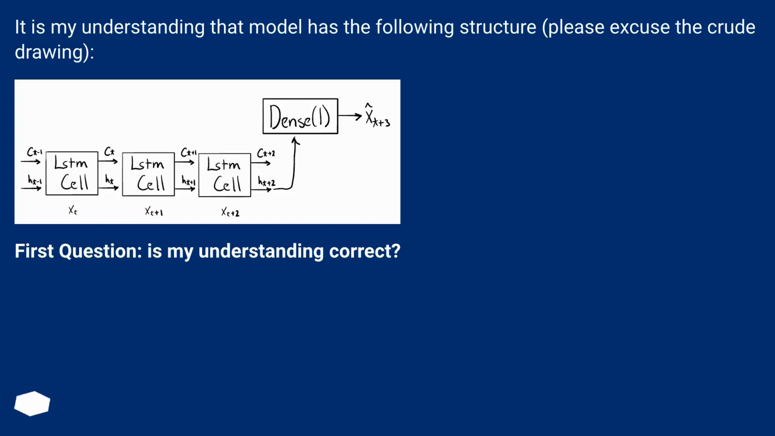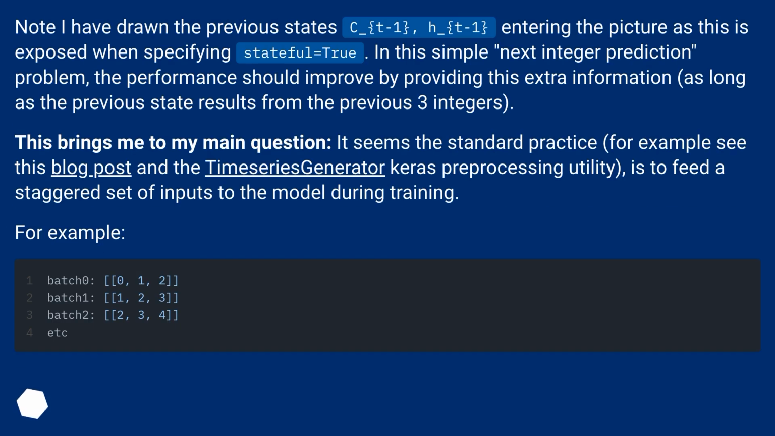It is my understanding that the model has the following structure. Please excuse the crude drawing. First question, is my understanding correct? Note I have drawn the previous states, C_T1, H_T1, entering the picture as this is exposed when specifying stateful equals true. In this simple next integer prediction problem, the performance should improve by providing this extra information, as long as the previous state results from the previous three integers.